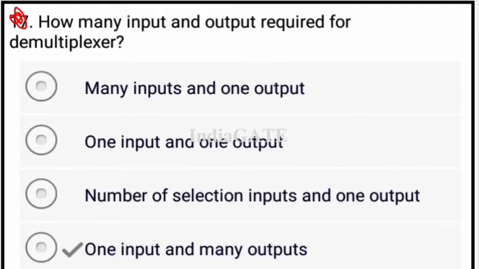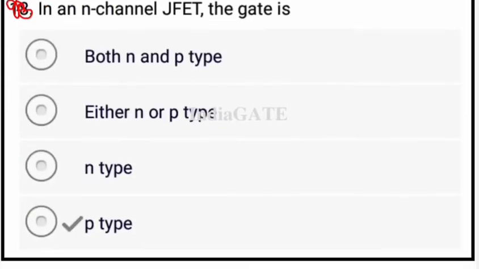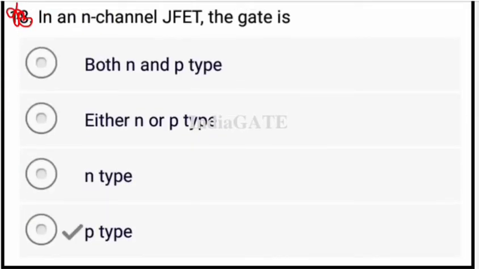Okay, now come to the next question. Next question defined as how many number of input and output required for the multiplexer. So there are four options, but correct answer is fourth. Why? Because in the case of the demultiplexer we need only one input and many outputs. Okay, now come to the next question. Next question is defined as in an n-channel JFET the gate is. So in the n-channel JFET the gate is P type. Okay, positive type. This is your correct answer.